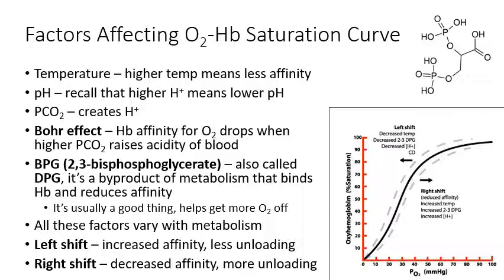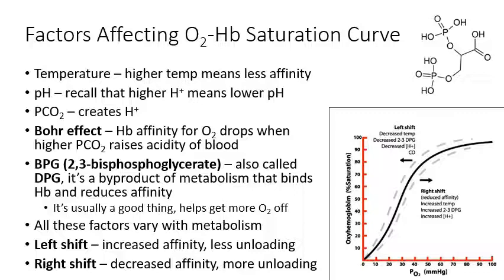Finally, the last thing that affects it is BPG, or the amount of BPG that you have. BPG stands for 2,3-bisphosphoglycerate. It could also be called DPG by different people, so a lot of sources call it 2,3-diphosphoglycerate for DPG. But in any case, BPG or DPG, it is a byproduct of metabolism. So when cells are taking glucose and breaking it down to make ATP, they will also make some amount of BPG.